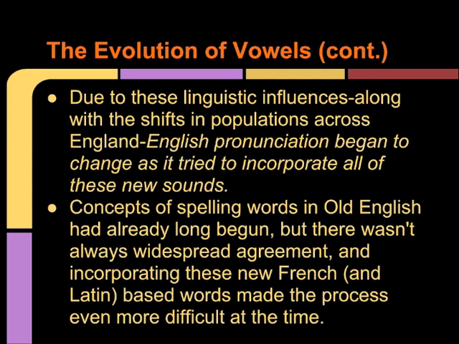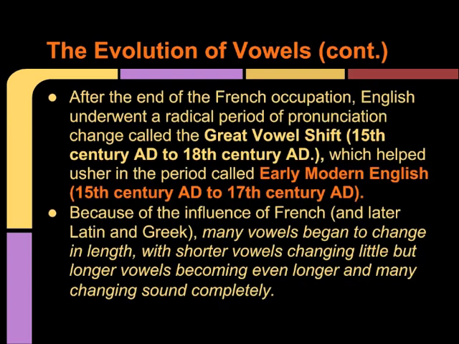Concepts of spelling words in Old English had already long begun, but there wasn't always widespread agreement, and incorporating these new French and Latin-based words made the process even more difficult at the time. At the end of the French occupation, English underwent a radical period of pronunciation change called the Great Vowel Shift, 15th century AD to 18th century AD, which helped usher in the period called Early Modern English, 15th century AD to 17th century AD.